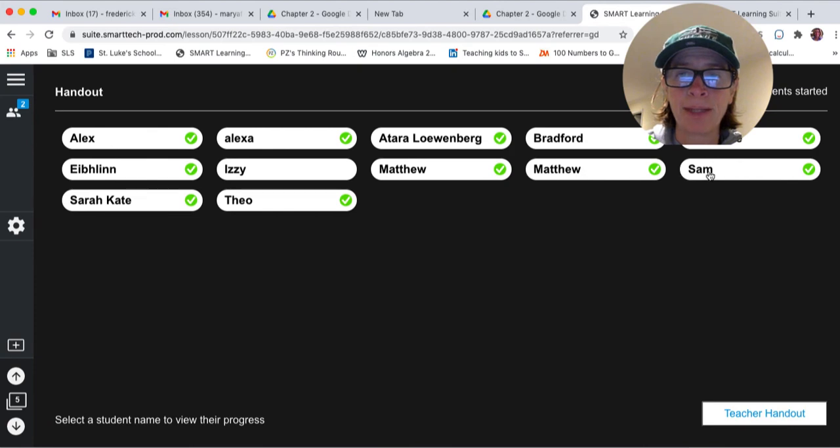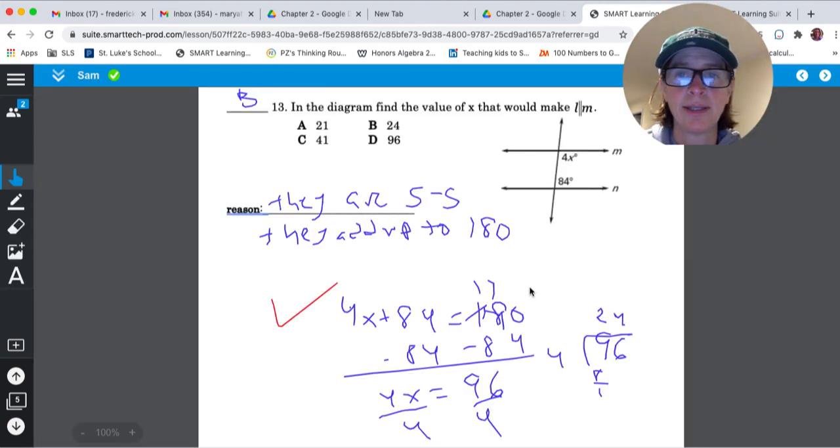How about Sam? She had to write an equation. I can see her work. I can see clearly what she's doing. And so this is an example of what the kids are doing.